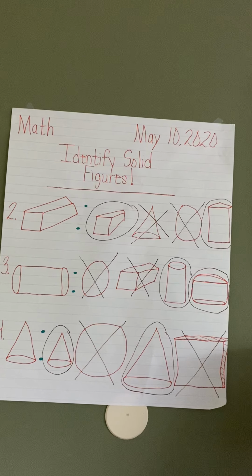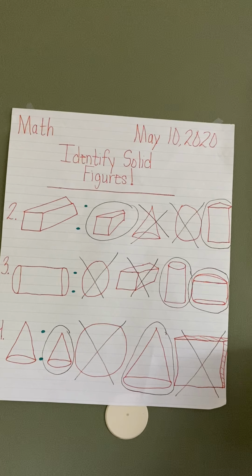So again, it says to circle the objects that have the same shape. Cross out the object that does not belong. So that means that a couple of them will be the same and one will be different. The one that is different, you're going to mark an X on it, but the ones that are the same, you're going to circle them. And then it says to name that solid figure you circle.